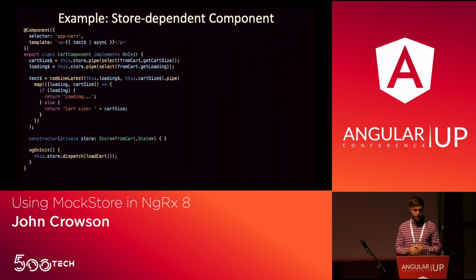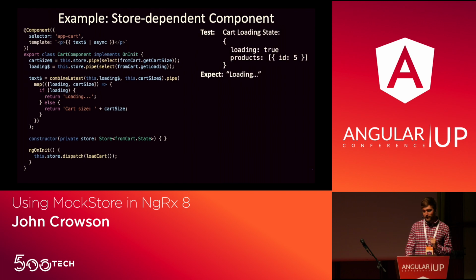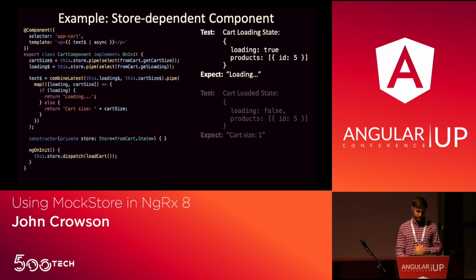And if it is false, we are going to emit the cart size. Pretty basic. What do we want to test? So first, we want to test the cart loading state. Loading is true, and the products may be an empty array or it may have some left over. And we expect the text observable to emit loading.